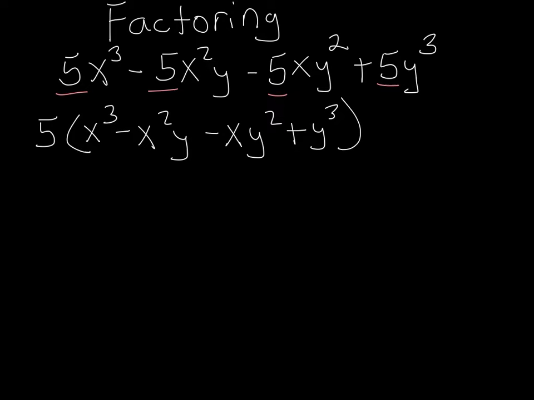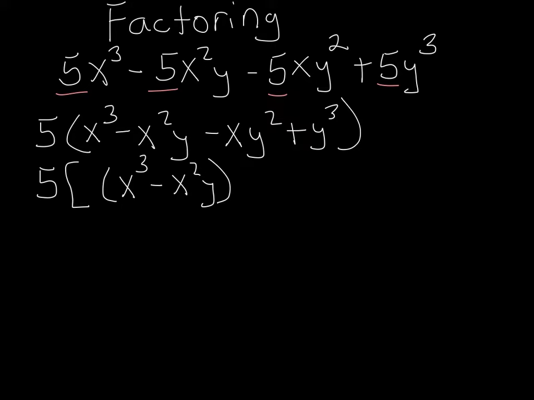Okay, now you see that you are left with 4 terms on the inside of the parentheses. What I'd like to try and do when I'm at this point is to do factoring by grouping. So I'm going to leave that 5 way on the outside, and I'm going to put in a bracket and make my 2 groups. So I have x cubed minus x squared y. That'll be my first group.